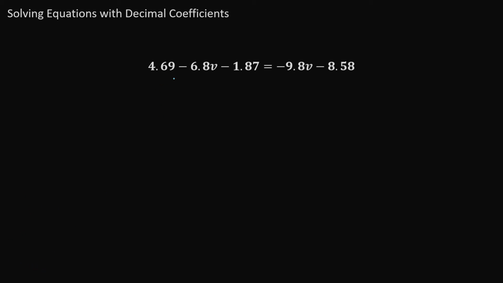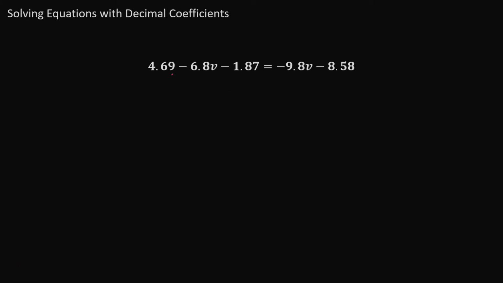So I have 4.69 minus 6.8v minus 1.87 is equal to negative 9.8v minus 8.58. So before I add or subtract or combine like terms here, I do want to multiply the entire equation by a power of 10 to clear those decimals. It's just going to make it easier to combine like terms for me. So let's take a look at our place values for this equation.